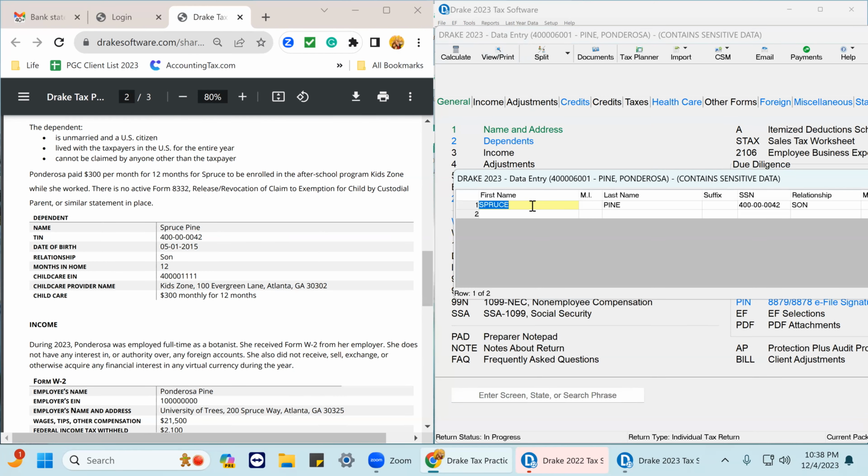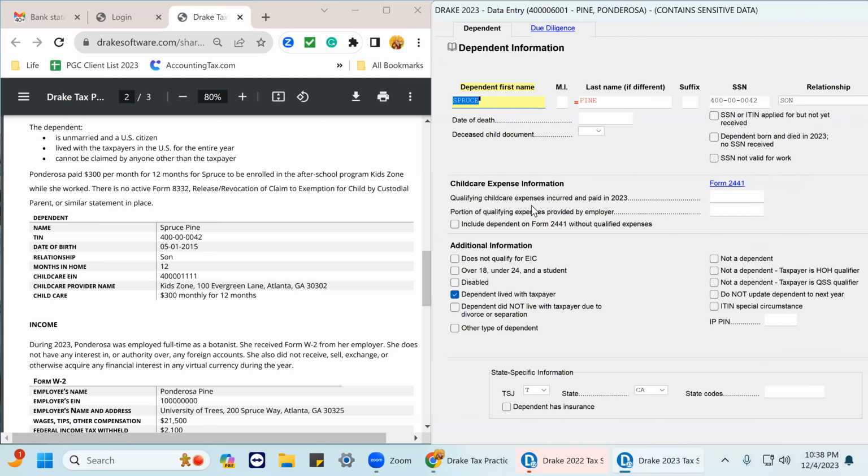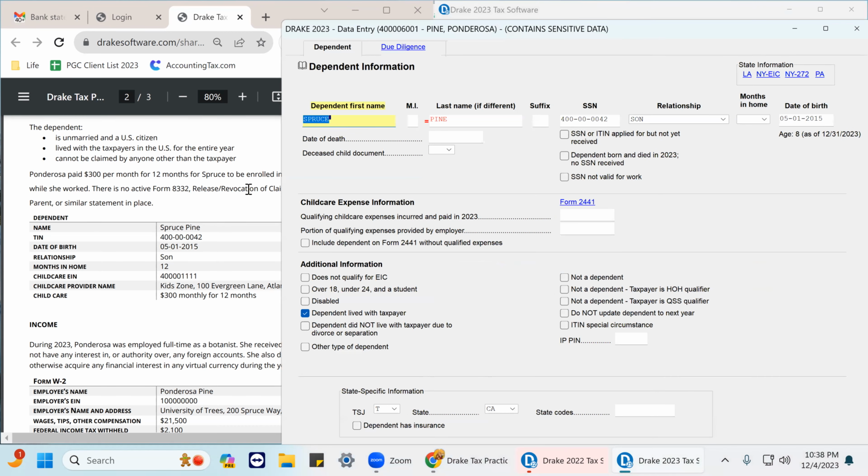Now, in here, you can put it in here, or you can double click in here. There are more details. Let me move this one so that it's easier for you to look at. In the middle of the left side is the kid, the son. So the first name, the last name, and then the social, the son's birthday, and dependent lives with the taxpayer.